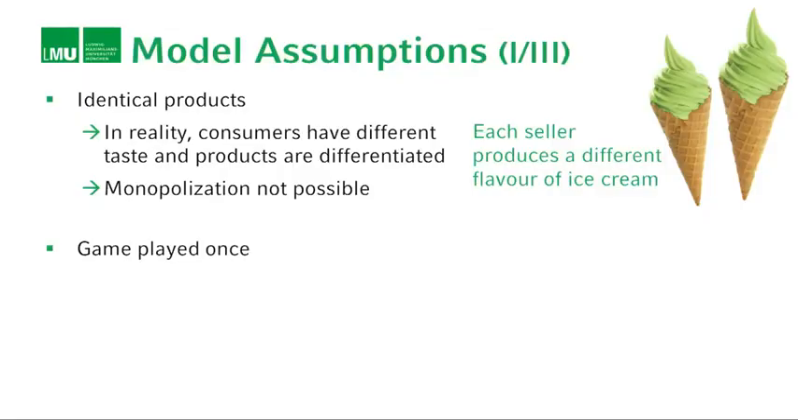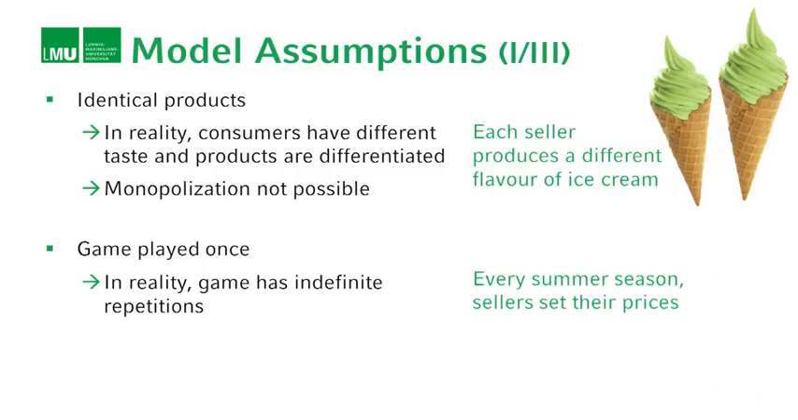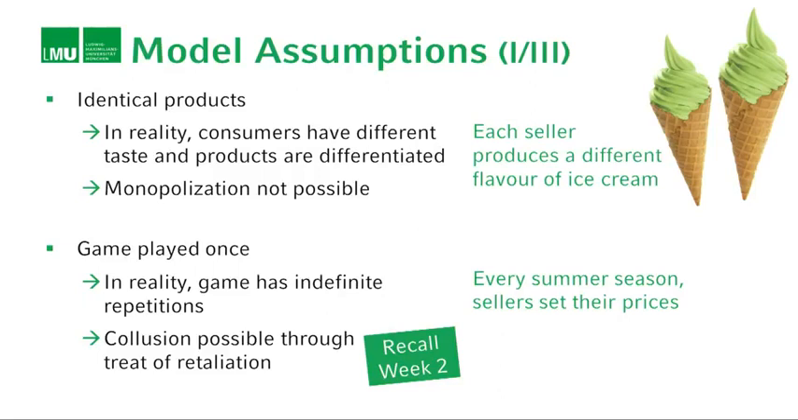The game is played just a single time. So remember, I said that there's just a single day on which the two sellers get together and they sell ice cream. In reality, you have repetitions that are infinite or at least indefinite, right? So every summer season, the sellers set their prices. They go to the beach, meet one day, they meet the next day, and they meet the day after, okay? There's a possibility that from tomorrow onwards, the summer is going to be over, so there's an element of uncertainty here, but in principle, what's important to know is that the game is played a repeated number of times. And that makes collusion possible through the threat of retaliation. So this is something that we looked at in week 2.